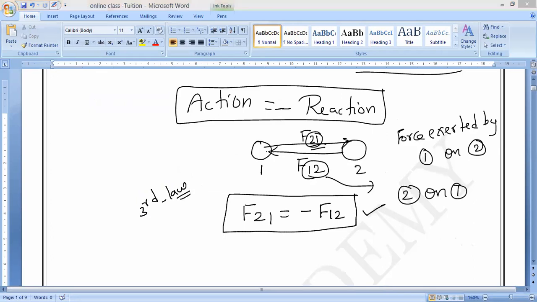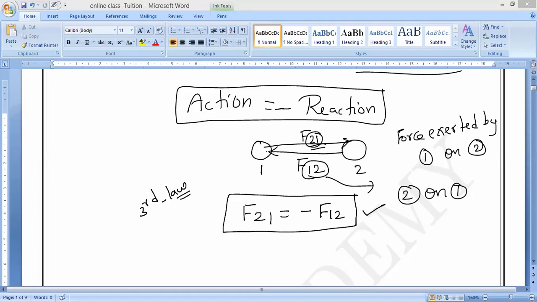There is an equal and opposite reaction. If one body exerts a force on another object, then the second object also exerts an equal and opposite force. You should remember that Newton's third law of motion also holds good for the force of gravitation.